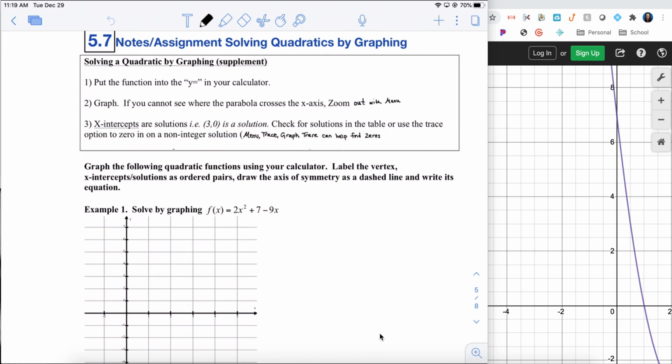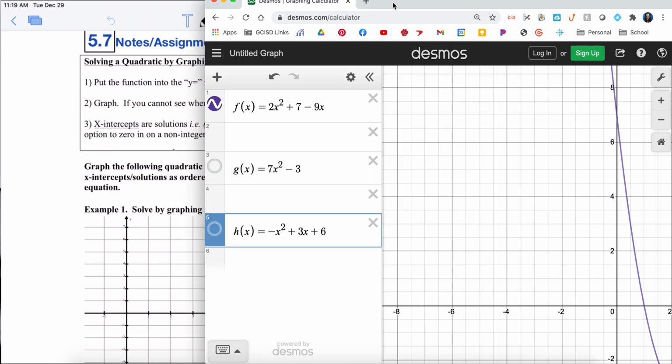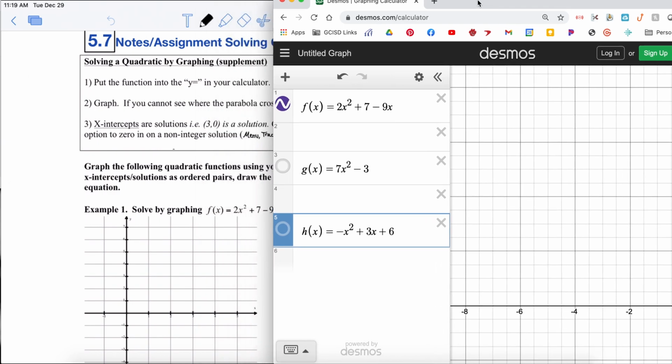equals part of our calculator. Now, if you're in Desmos, you don't have a y equals part, so we're going to type the equation in exactly how you see it. I'm going to be flipping back and forth between Desmos and my iPad so that you can see what I'm doing. So first thing I did was I typed my equation into the calculator.